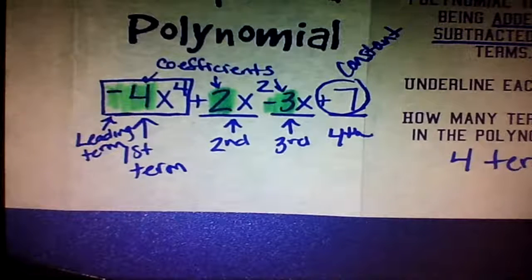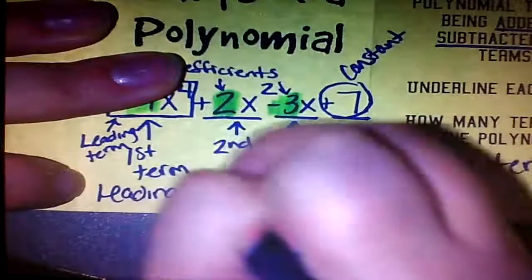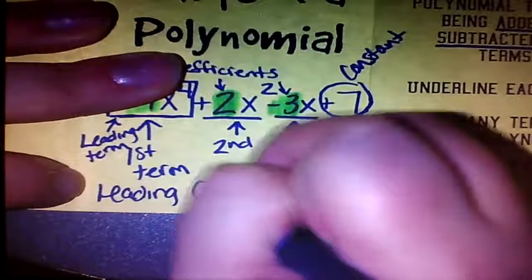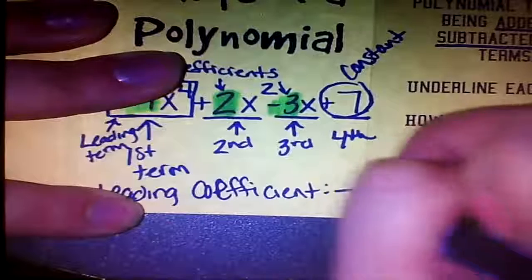Your leading term carries your leading coefficient. So what's my leading coefficient then? Negative 4. Your leading coefficient is negative 4.